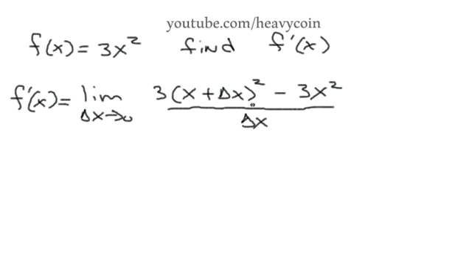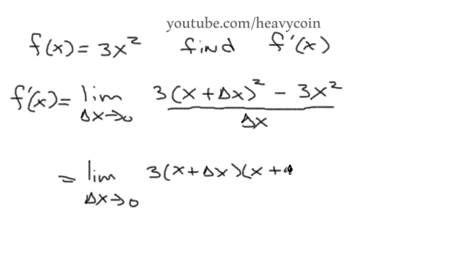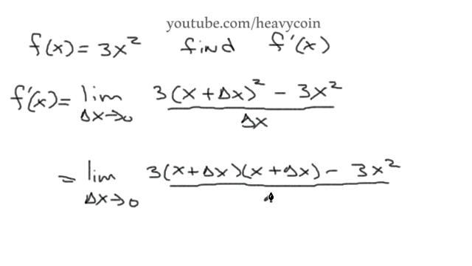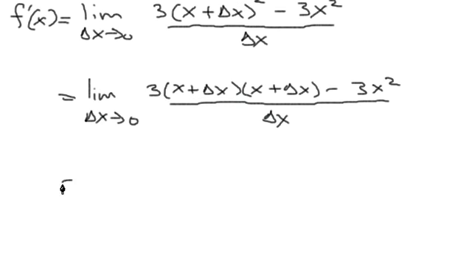So now what we're going to do is simplify this stuff. Alright, so we always have to rewrite our limit. If we don't rewrite this part, you could get it wrong. Okay, so this is 3 times x plus delta x times x plus delta x minus 3x squared, and that's all over delta x, limit delta x. We must rewrite this every time.